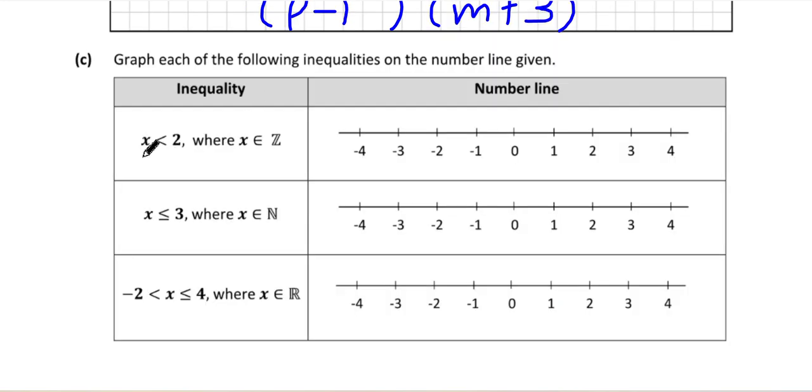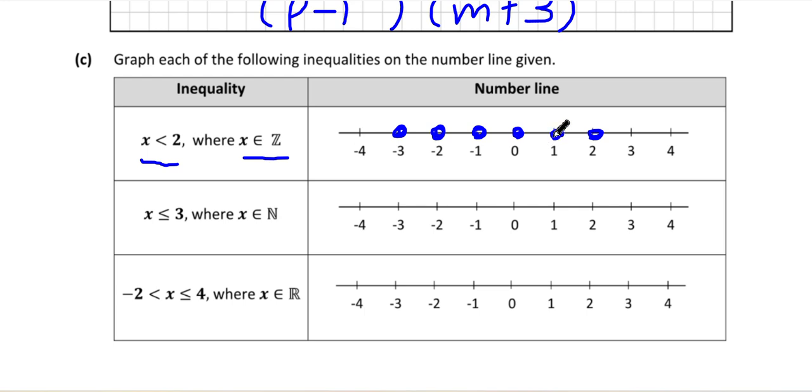All the x values have to be smaller than 2. x is an element of Z. Does anybody know what element of Z means? Positive and negative whole numbers. I'm going to make a mistake. I'm going to make 2 mistakes. I'd like you to tell me where my 2 mistakes are. Okay. Anybody care to tell me where the 2 mistakes I made are?